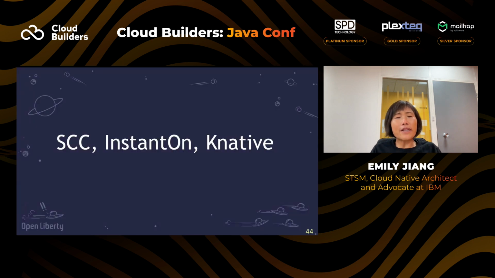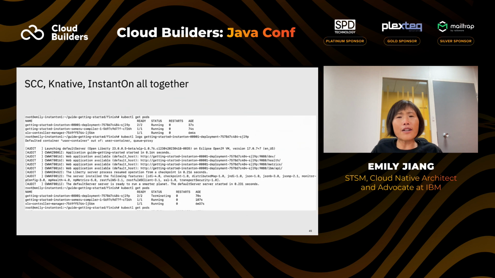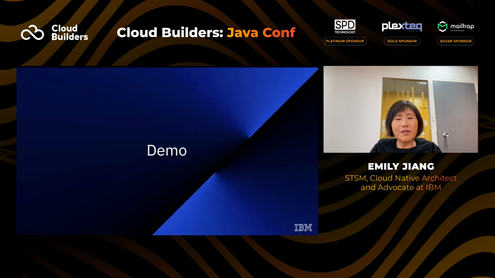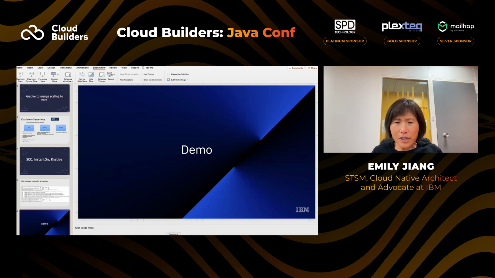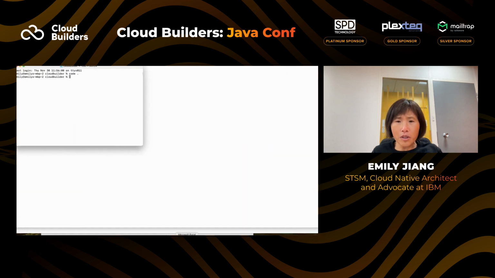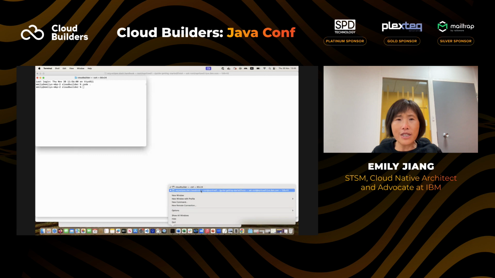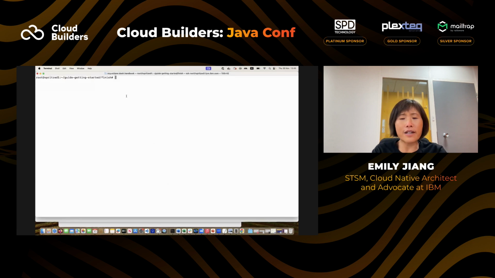We also demonstrate that Open Liberty containers, Instant On, and Knative can work together and get your hybrid application started in milliseconds. In this screenshot it starts in 231 milliseconds. As you can see, it's very, very fast. So with that, let me quickly give you a demo to demonstrate Knative and the serverless power.